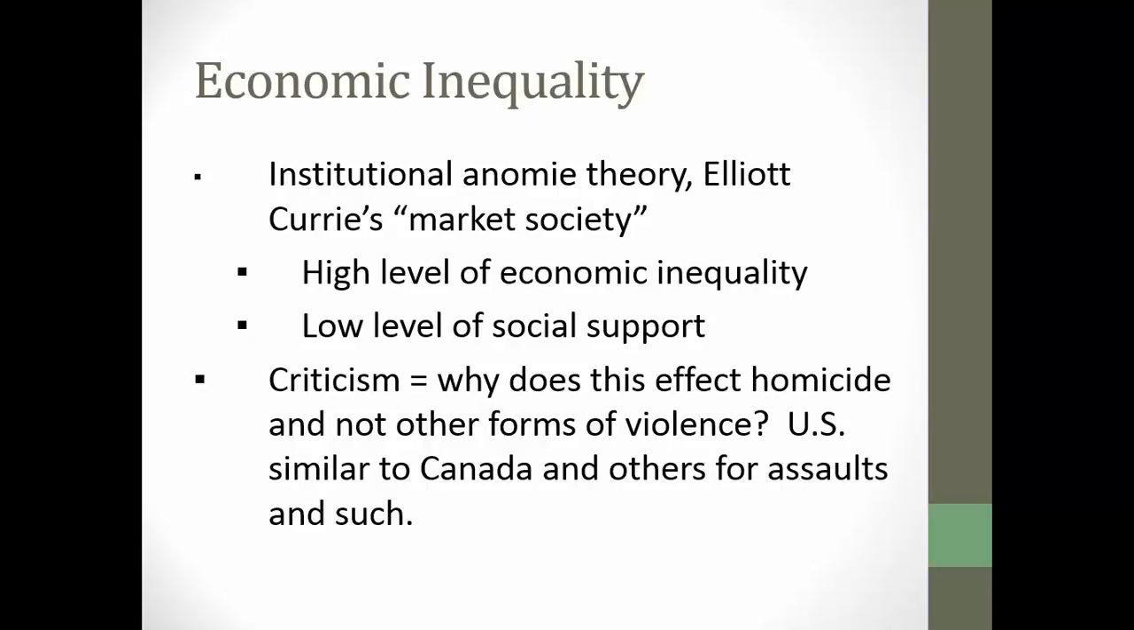The primary criticism of that is, well, why would it affect homicide but not robbery or aggravated assault or other forms of violence? And that's problematic because the U.S. is similar to Canada and Great Britain and Australia in terms of other forms of violence. So this issue of American exceptionalism and homicide is still an open question. I think the consensus is that a good chunk of it has to do with firearm availability, but there's also another component that we're unsure of right now.